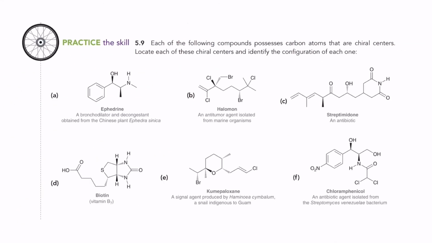So try these problems here. First thing is try to locate each of the chiral centers in the molecules by calculating the chirality. And second, try to identify the configuration of each of these chiral centers, whether it is R or S. So pause the video right here and try to solve this problem.